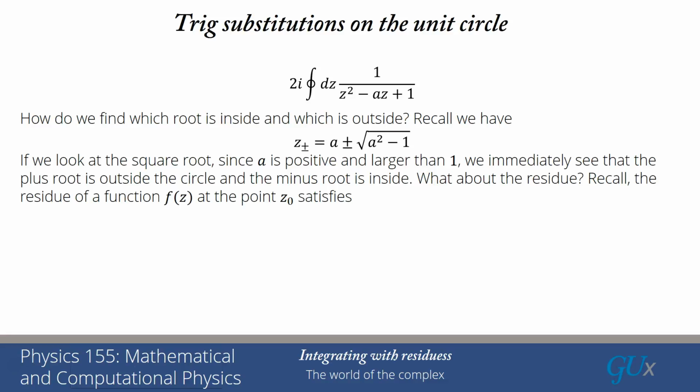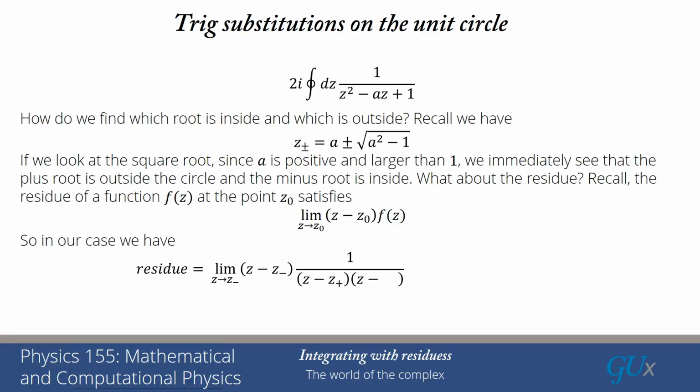Well, we have to recall what the definition of a residue is. I take a function f of z at the point z0, and then the residue is going to be the limit as z approaches z0 of z minus z0 times f of z, because the residue is the coefficient of the 1 over z minus z0 term. So in our case, the residue is the limit as z approaches z minus, because z minus is where the pole is located, of z minus times the integrand, which is 1 over z plus times z minus. You can see the z minus terms are going to cancel.